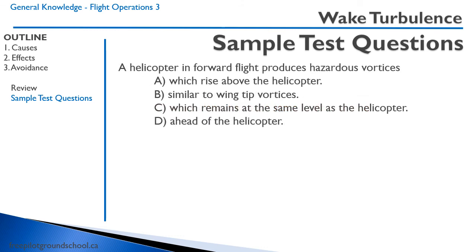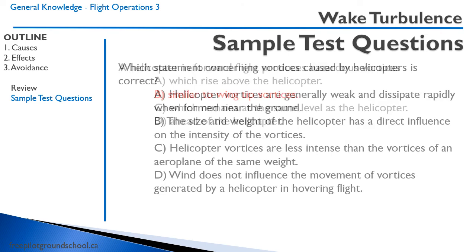A helicopter in forward flight produces hazardous vortices. A, which rise above the helicopter. No, that's not correct. They always drop. B, similar to wingtip vortices. Yes, that's correct. C, which remains at the same level as the helicopter. No, we just discussed that vortices drop and ahead of the helicopter. I don't know how that would happen, that you'd have a vortex ahead of the helicopter. So B is correct.